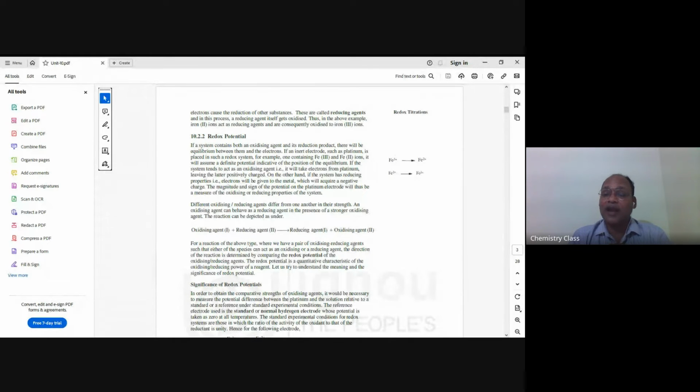Hence, an atom always tries to be in a stable condition, bringing its energy down. Fe2+ is less stable than Fe3+, that's why Fe2+ loses an electron. So what does chemistry belong to? Chemistry belongs to the stable form.